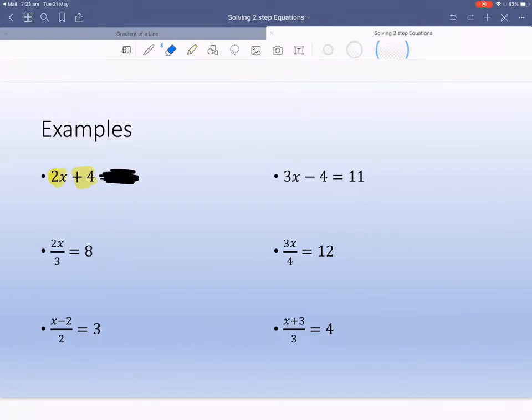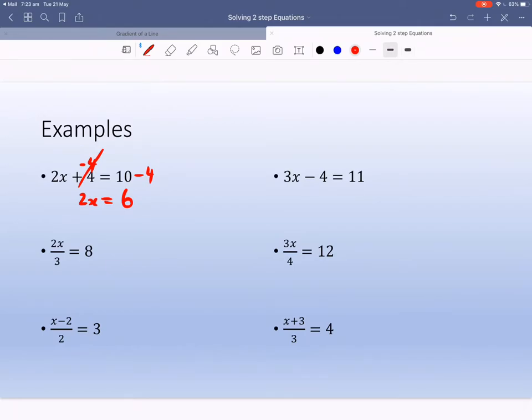So I'm going to undo this. What's the opposite of positive 4? Minus 4. So I go minus 4 there. What am I left with on this side? Just the 2x, because I've gotten rid of that 4. So I bring that down: 2x equals, and what's 10 minus 4? 6.